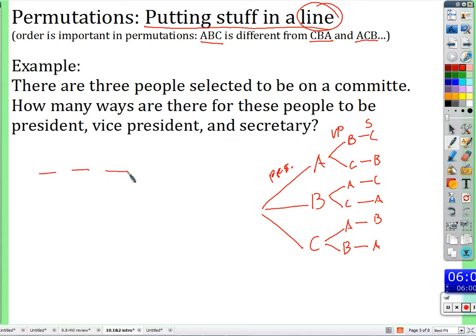If we write little blanks like this, and label them as decisions that have to be made, or the events that have to happen, we have to decide on a president, then a vice president, and a secretary. We could do it in any order we want, really, but doing it in that order makes sense. So how many choices do we have for president to start with? Three, anybody can be president. After that, we've already used a person, so we only have two, and after that, we only have one.